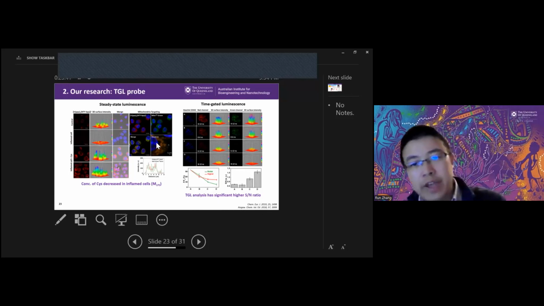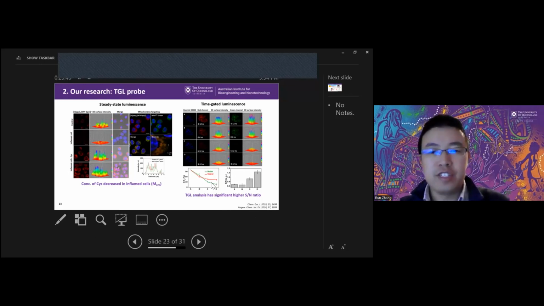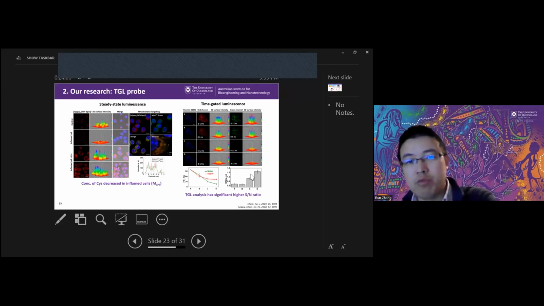So in the time-gated luminescence detection, we confirmed that after 6 or 8 nanoseconds delay, we can see almost all the background signal has been removed, but for our probes, more than 40% of the signal will be retained. So we get a very high signal-to-noise ratio with the time-gated luminescence detection.